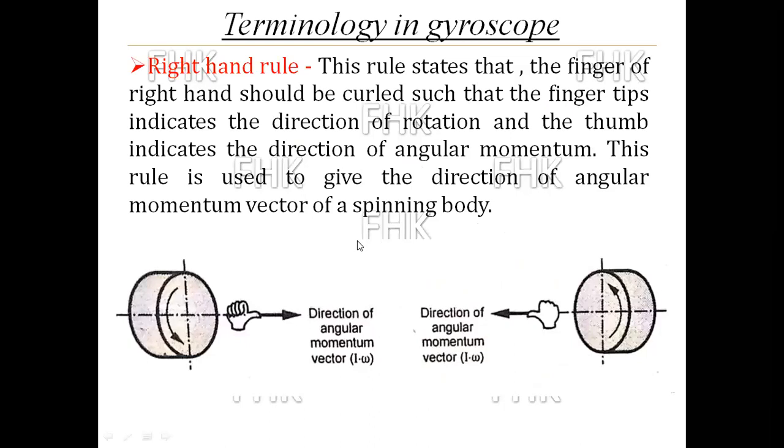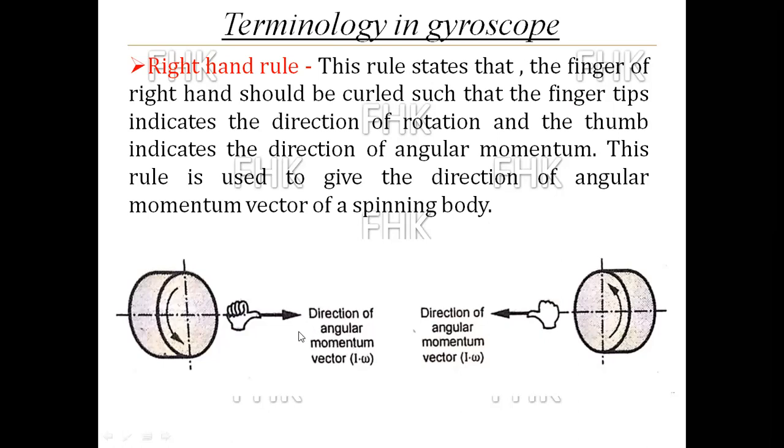Now the next thing is the angular momentum vector. The angular momentum is a vector quantity, so it has magnitude as well as direction. The angular momentum is the product of mass moment of inertia and angular velocity, that is I into omega. So angular momentum I omega is a vector quantity, so it has magnitude as well as direction.